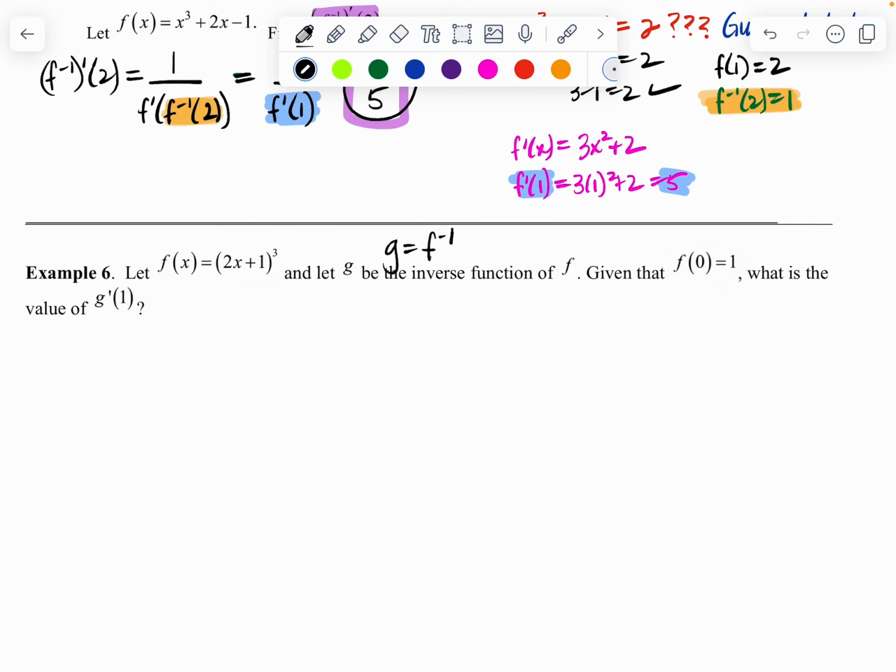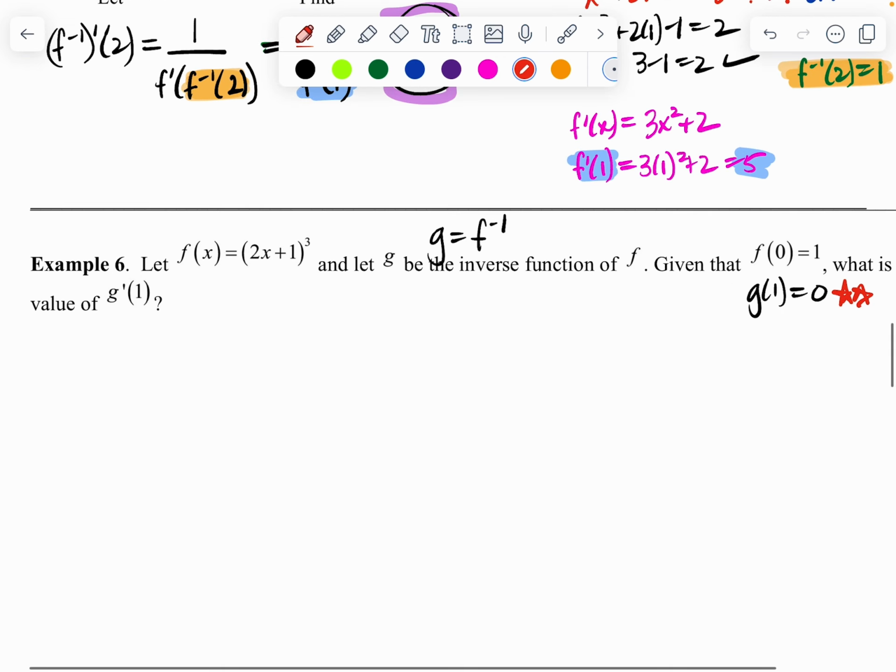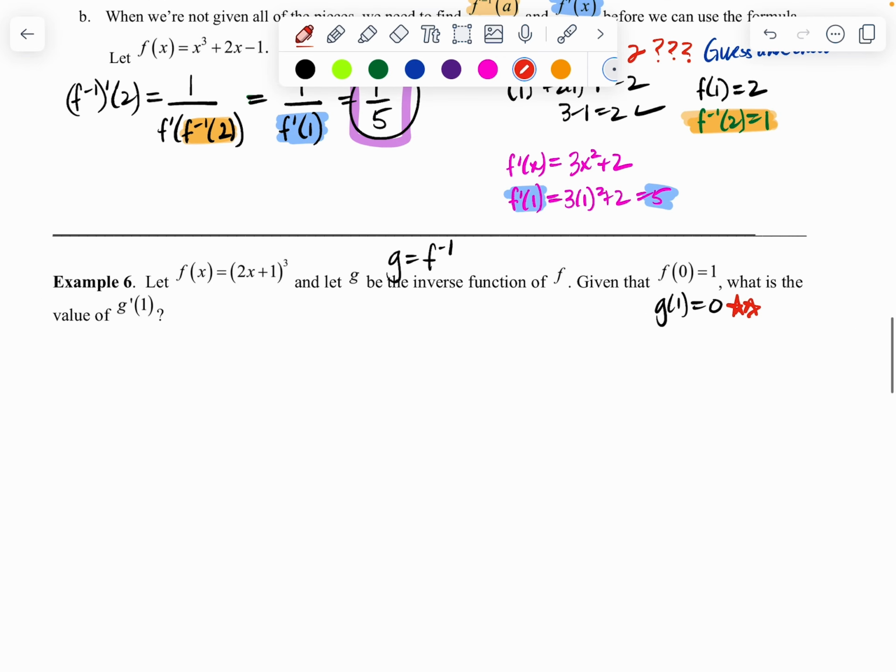The lovely thing about that is if they've told us f of 0 equals 1, that means g of 1 equals 0 because they're inverses, okay? So that's a little, yay, this is what we know, okay? And then it wants to know what is the value of g prime of 1. So if g is the inverse and it's wanting us to find the derivative of g, then we need to find the derivative of the inverse.